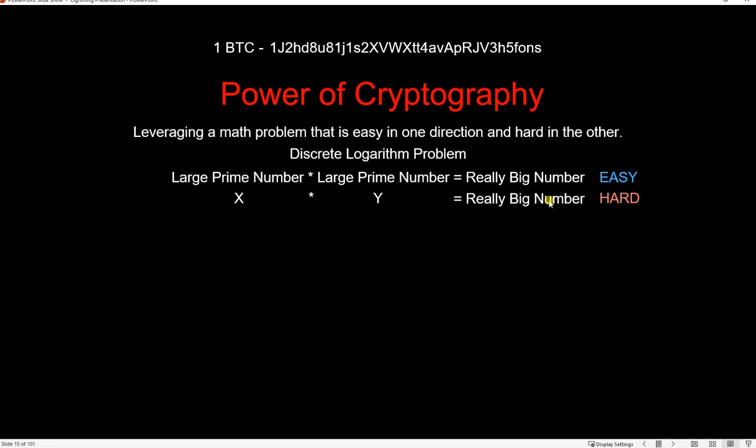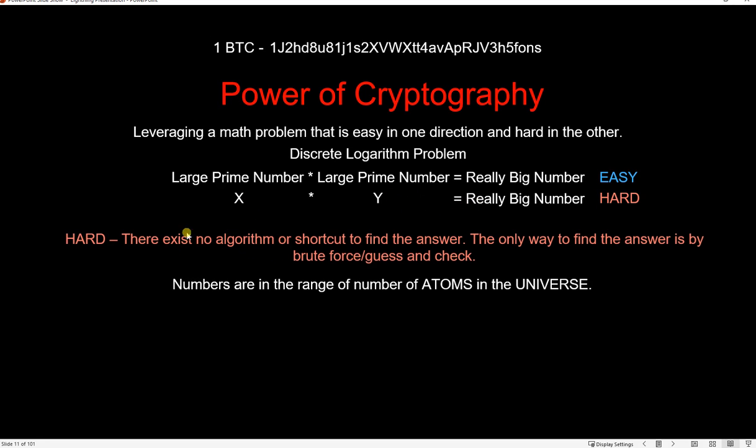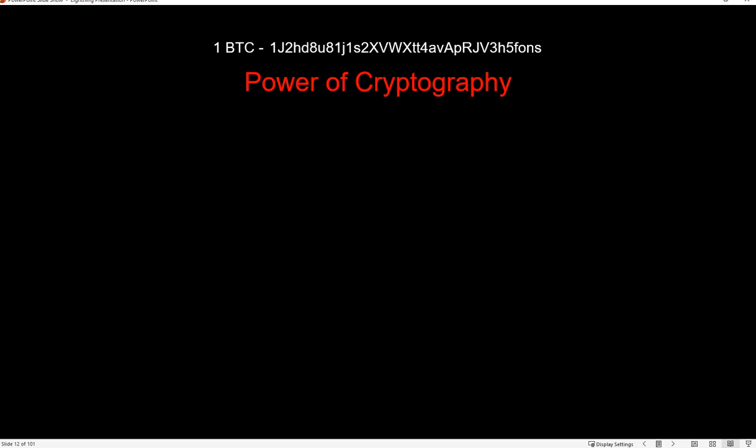Now, as you can imagine, that would take every computer in the world all hooked together tens of thousands of years to solve. And that's the essence of cryptography, which you'll see in a second: protecting things by a problem that's really easy to do one way. It's really easy to encrypt, right? But very difficult to break, simply because there's no shortcut to this answer. So hard means there exists no algorithm or shortcut to find the answer. The only way to find the answer is by brute force, guess and check, all right? Numbers are in the range of atoms in the universe. These are very big numbers.